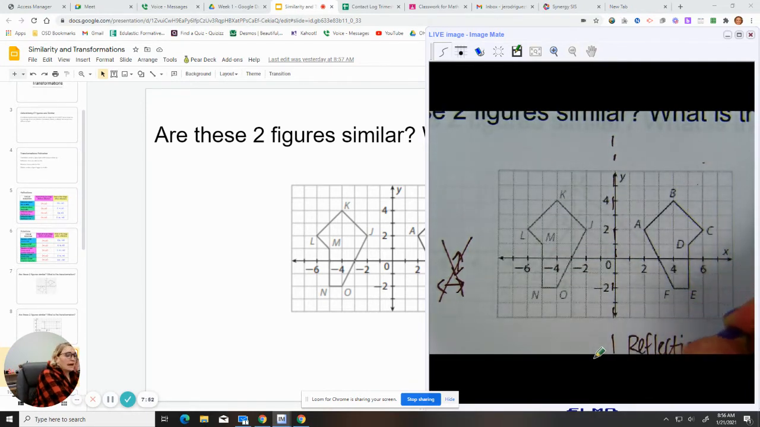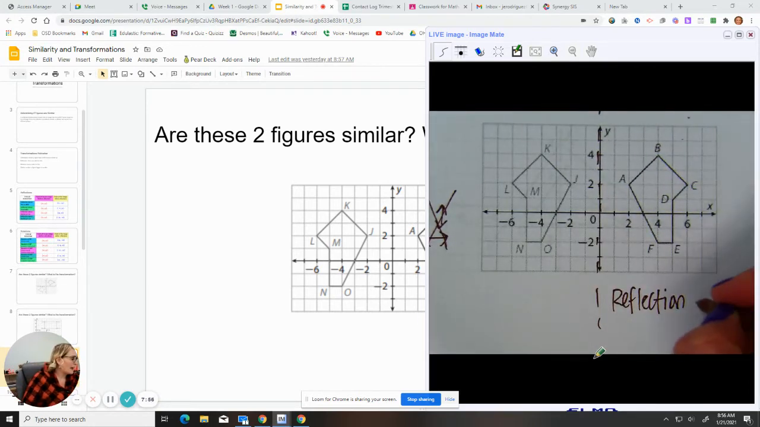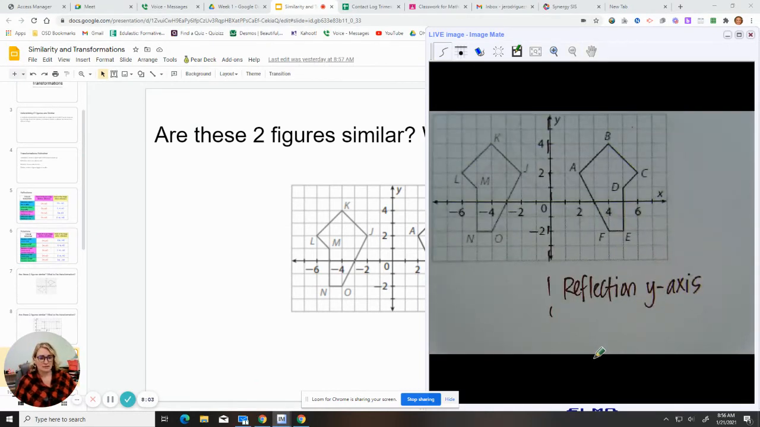And then you have to decide, is it a reflection over what? Well, it goes right down the y-axis. So you would say that this is a reflection over the y-axis. Okay? And that's all you would have to do.